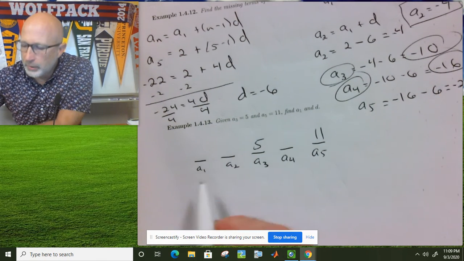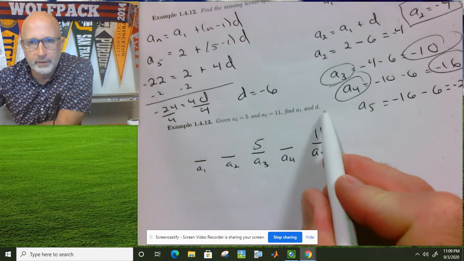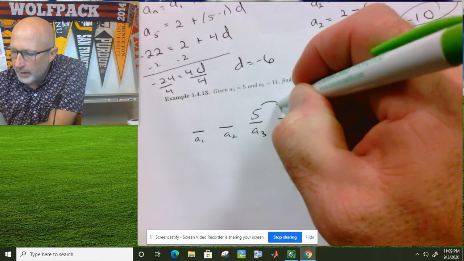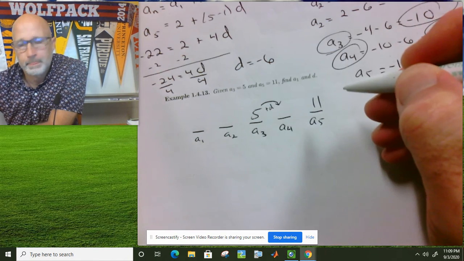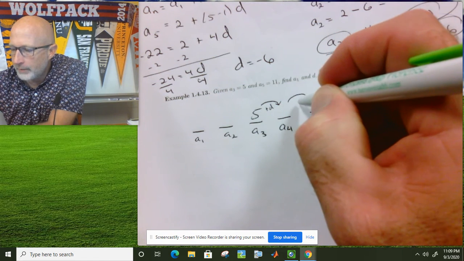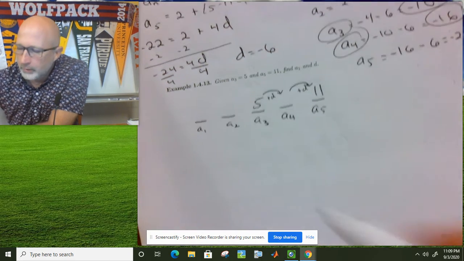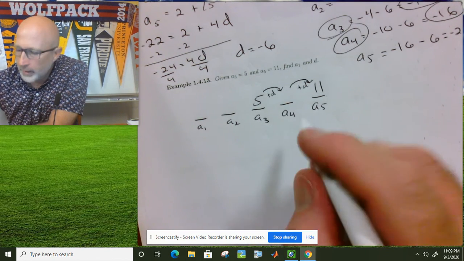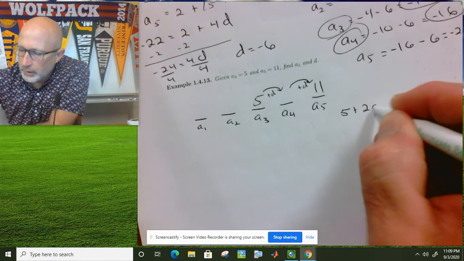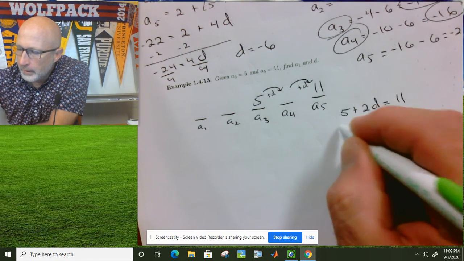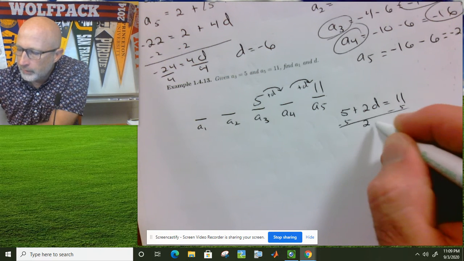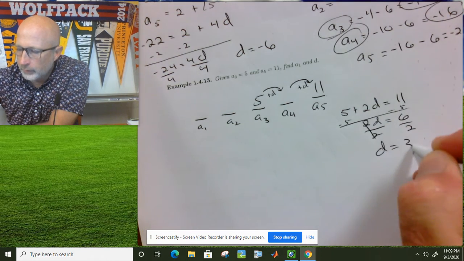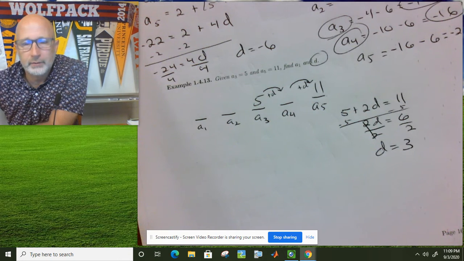Okay, so what I need to do is figure out the common difference. Now, if you think about what happens to get from there to there, I need to add D. And then to get from there to there, I have to add D as well. So in other words, if I took 5 and added D once, twice, it should be equal to 11. So 5 plus 2D is equal to 11. So subtract 5. So I have 2D is equal to 6. Divide both sides by 2. So I have D is equal to 3. Okay, so I figured out what that is.